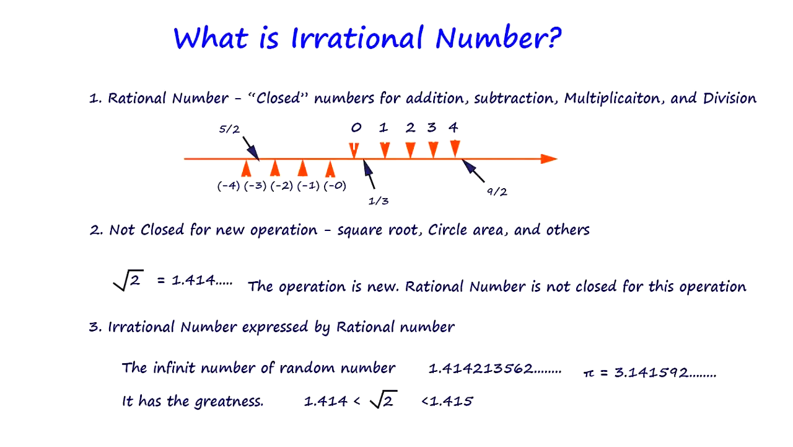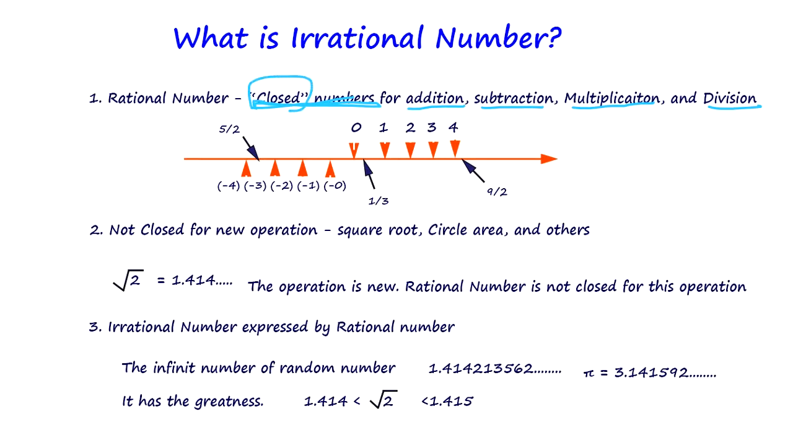What is an irrational number? This video is a continuation of the previous video, rational number. So if you missed that, please look at rational number first. Rational number is a closed number system. What does it mean by closed? That means for the basic operations, addition, subtraction, multiplication, division, the answer is always a rational number. That's what it means by closed.